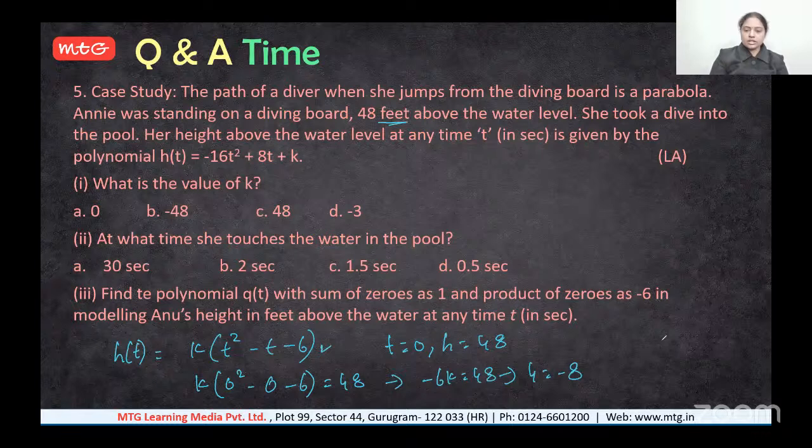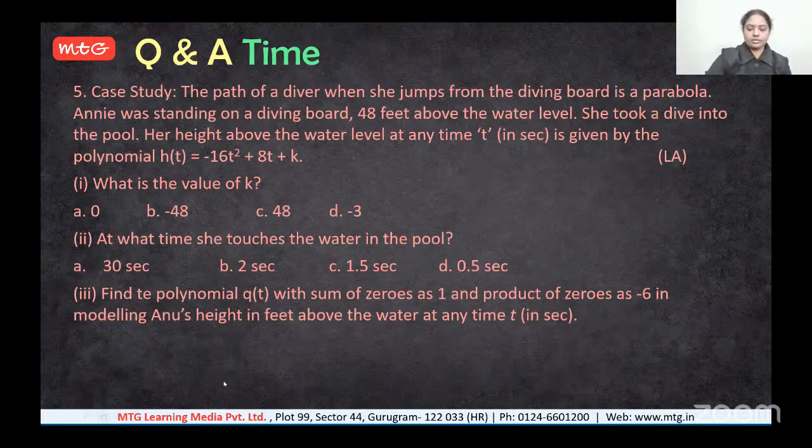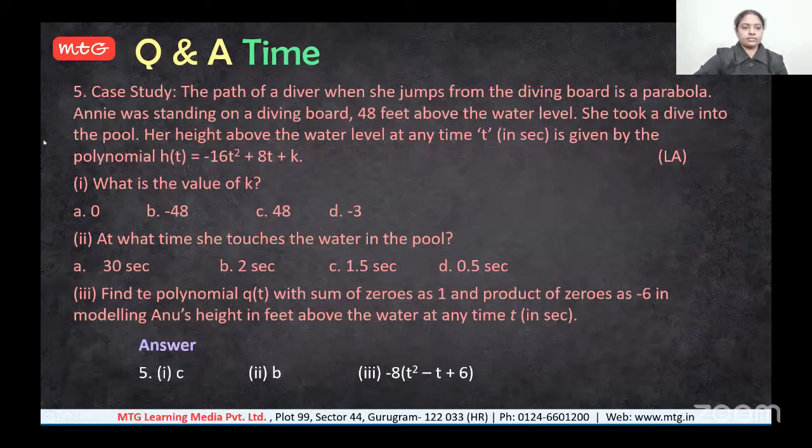Now I'll replace in this polynomial, which is h of t is equal to minus 8 times t square minus t minus 6, which gives me the answer after multiplying it. So here you go with the answer: minus 8 times t square minus t plus 6. And the first two answers I've already told you, C and B.